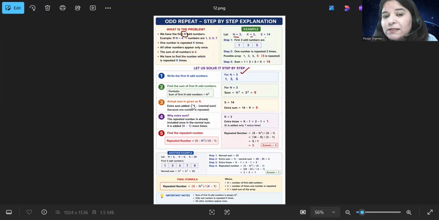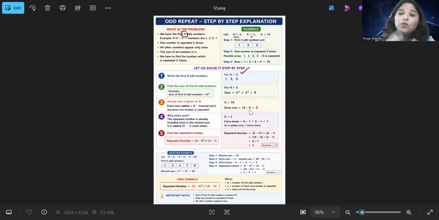So, the actual sum is S. Now, what is the normal sum? Normal sum is the sum that you have created for the odd number series. So, from here, you can find the difference. Total sum given to you is 14 and the sum of odd numbers is 9. So, 14 minus 9 will give you 5, right? So, this is the actual difference that you are getting.